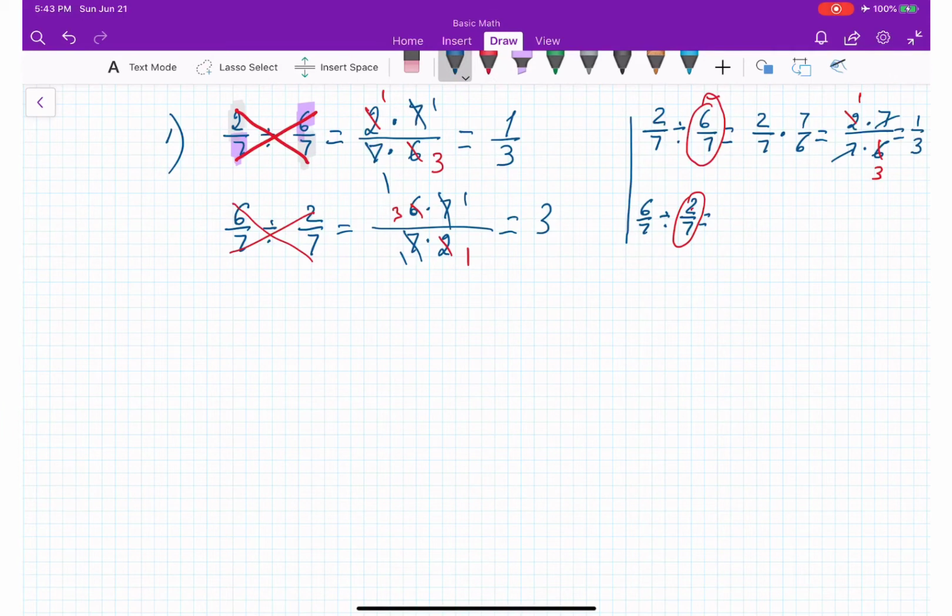So, 6 over 7 times 7 over 2. If you like this way, be my guest, solve this way. So, 6 times 7, 7 times 2. Okay, so 7 is canceling with 7. And 6 and 2, you can reduce by 2. This will be 1, this will be 3. And the answer is 3. So compare, you will see the same answers, right? 1/3, 1/3. Okay.